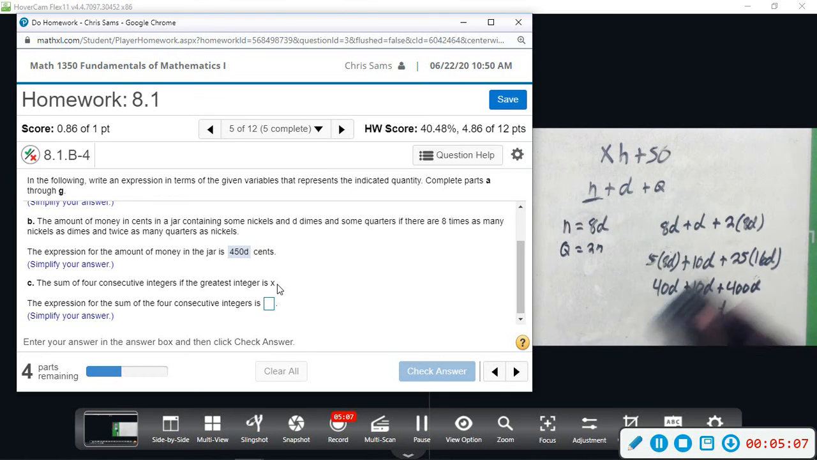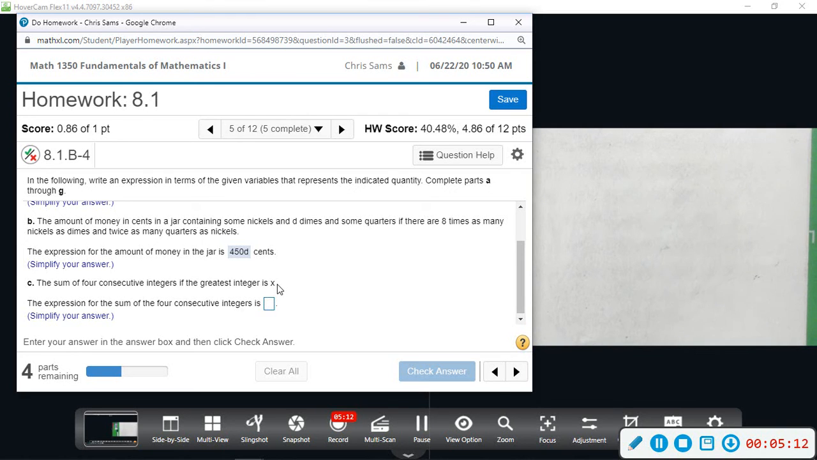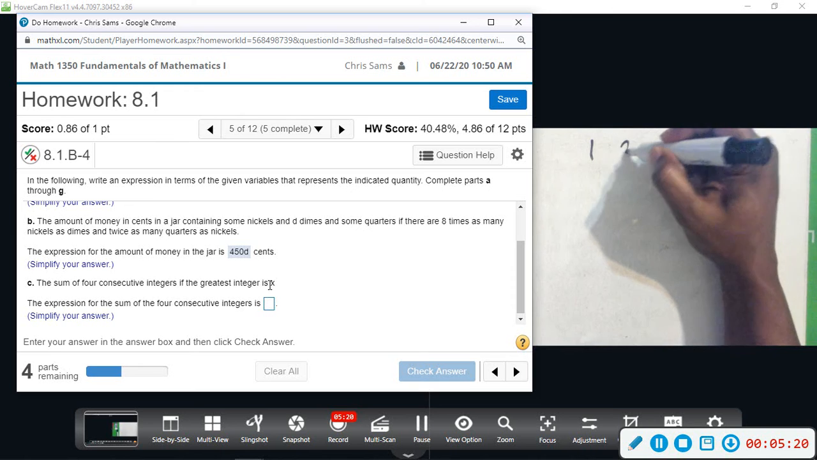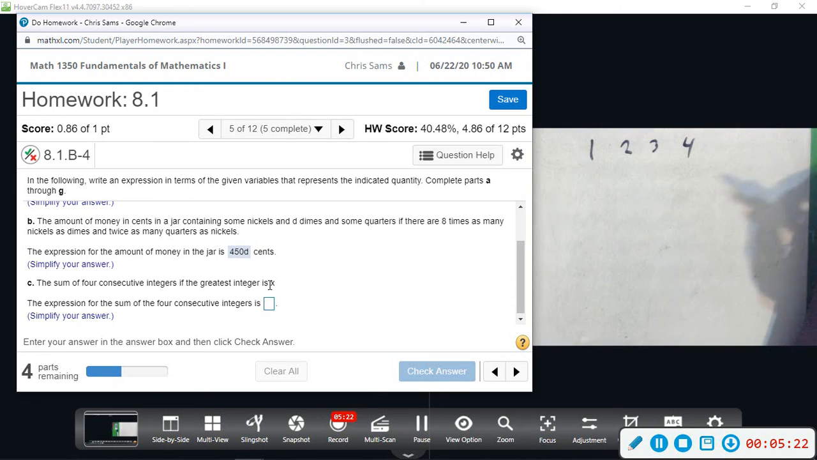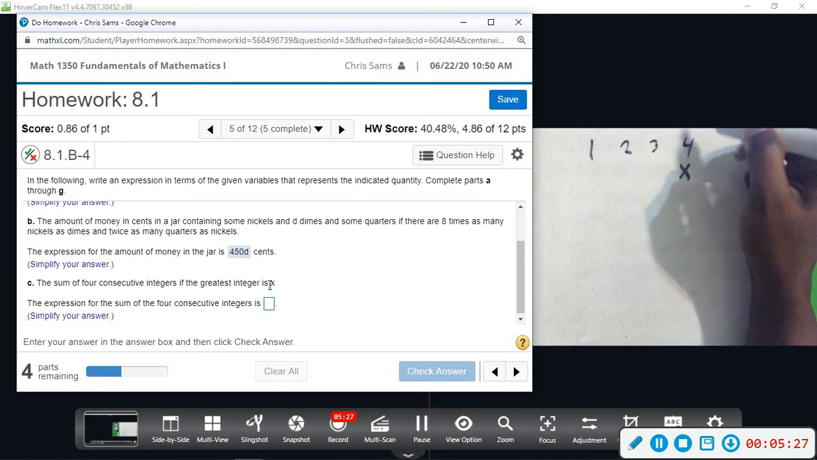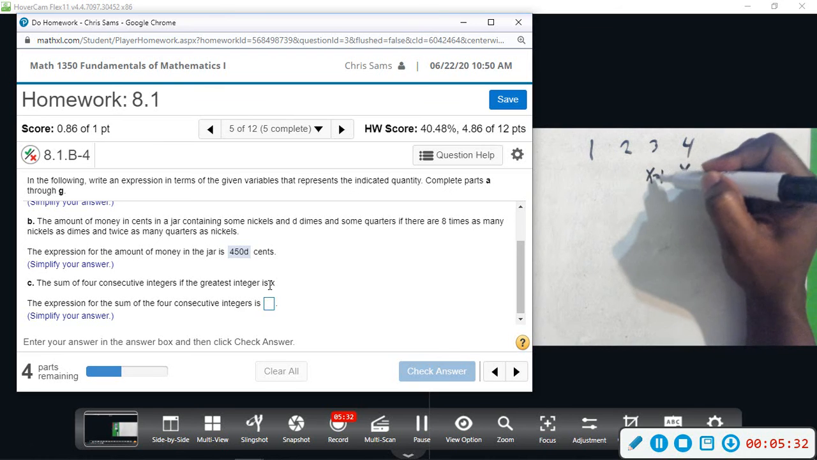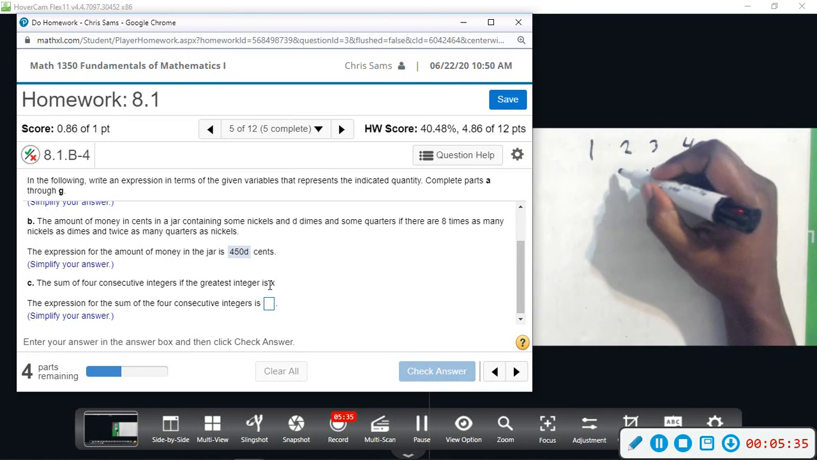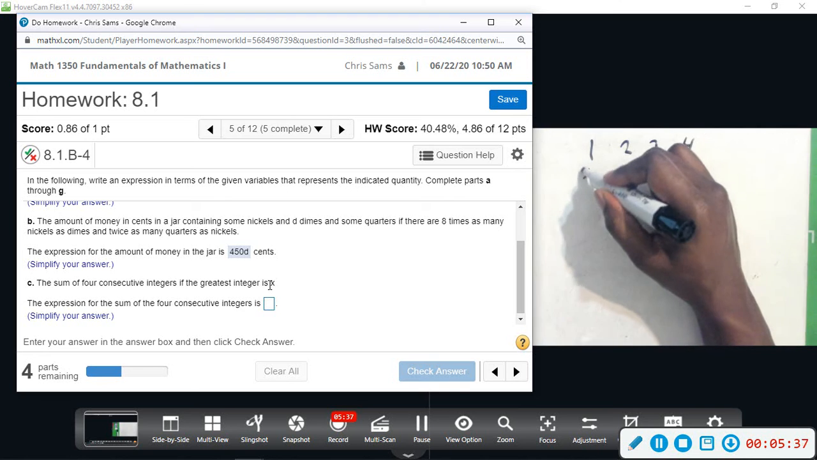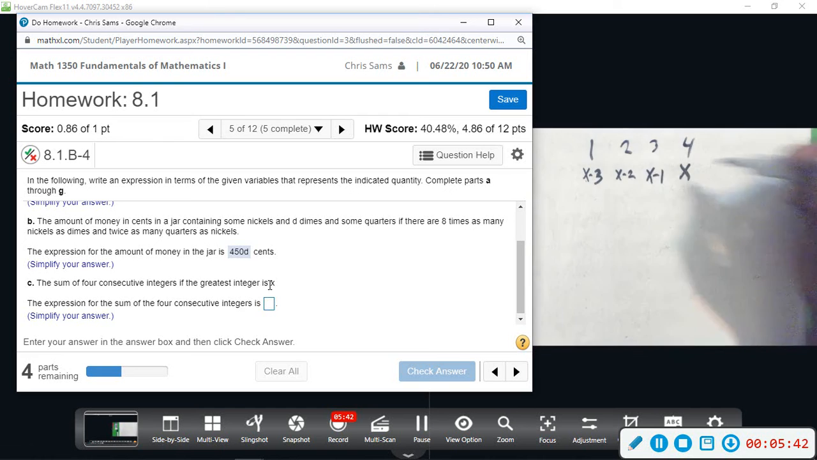Now C wants the sum of 4 consecutive integers if the greatest integer is x. Okay, so consecutive integers like 1, 2, 3, 4. The greatest one is x. So what do I have to do to get to the one previous? We have to do x minus 1. Then we go back again, so it'll be x minus 2 and x minus 3. So if I'm adding 1 every time, these will be my 4 consecutive integers.